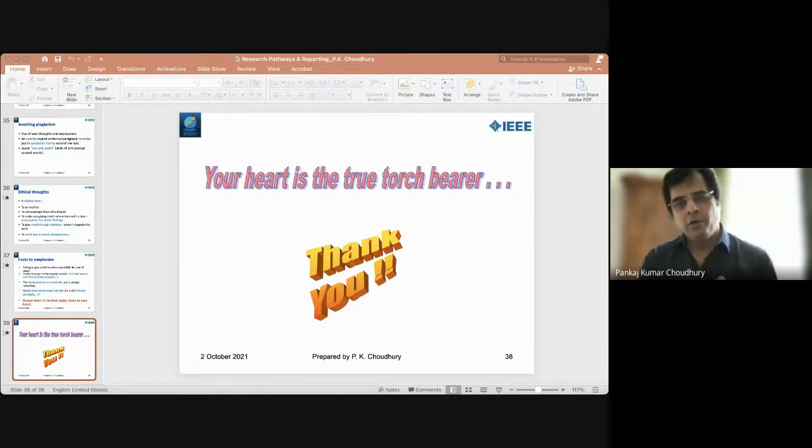Basically, the motto is the same, the ethics is the same, all these things are the same for all journals except the formatting. That's it. Yes, Professor.